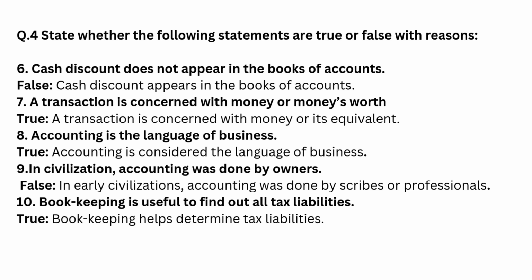5. True. A solvent person's assets are more than their liabilities. 6. False. Cash discount appears in the books of accounts. 7. True. A transaction is concerned with money or its equivalent. 8. True. Accounting is considered the language of business. 9. False. In early civilizations, accounting was done by scribes or professionals. 10. True. Bookkeeping helps determine tax liabilities.